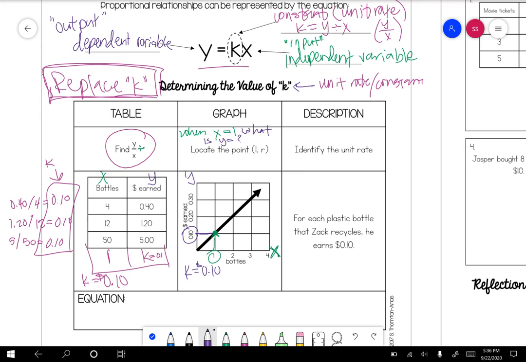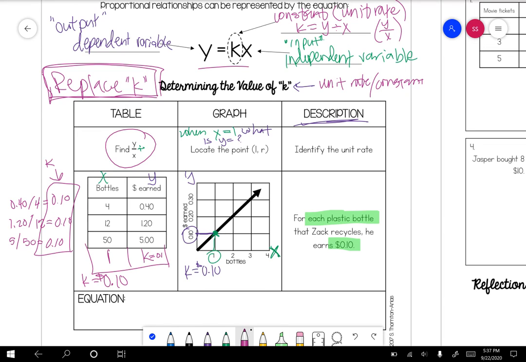Okay, if we're talking about just a description, so we're given just a word problem and we need to find the unit rate, we could say something like, for each plastic bottle that Zach recycles, for each, key thing there, he earns 10 cents. Okay. So there it already gives you the unit rate, so you don't have to divide anything here.